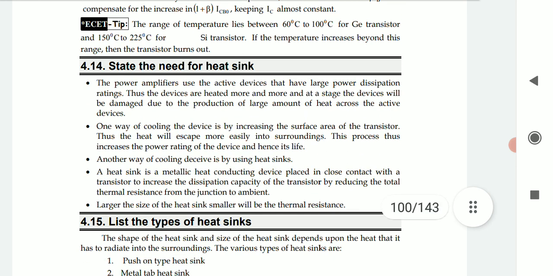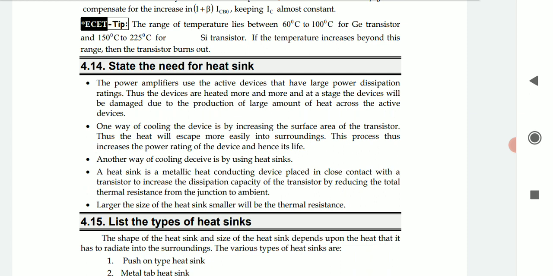The power amplifiers are the active devices that have large power dissipation ratings. Thus, the devices are heated more and more, and at a stage the devices will be damaged due to the production of large amounts of heat across the active devices. One way of cooling the device is increasing the surface area of the transistor. Thus the heat will escape more easily into the surroundings. This process thus increases the power rating of the device and hence its life.